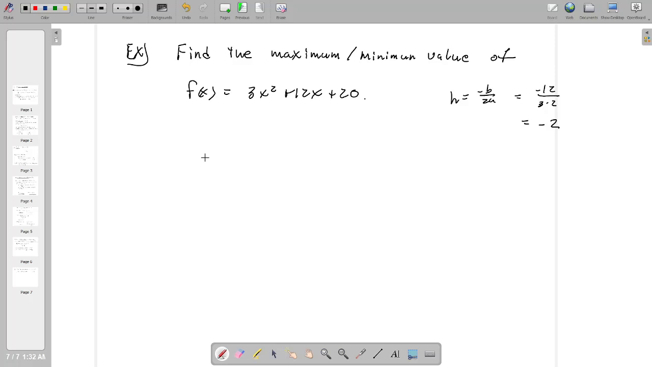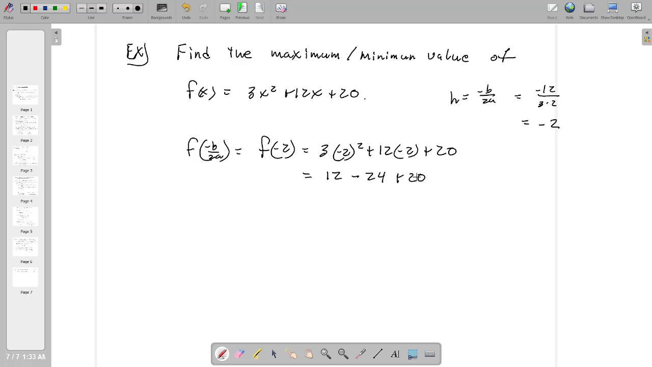Then we just need to find the actual value. So our minimum occurs at x equals negative 2, but the actual value is f of negative b over 2a, which is the same thing as f of negative 2. So we plug that in, and we get 3 times negative 2 squared plus 12 times negative 2 plus 20. So negative 2 squared is 4, 4 times 3 is 12, minus 24 plus 20. So we have 12 minus 24 is negative 12, plus 20 is positive 8. So our minimum value occurs at x equals negative 2 and has a value of 8.